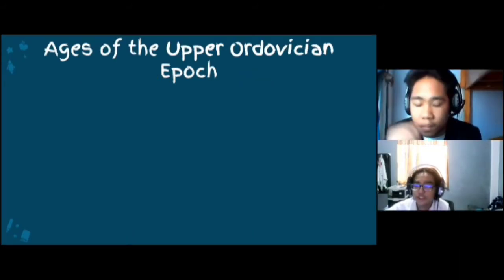Upper Ordovician epoch. The Upper Ordovician epoch of the Ordovician period lasted about 460.9 to 443.7 million years ago. Ages of the Upper Ordovician epoch.